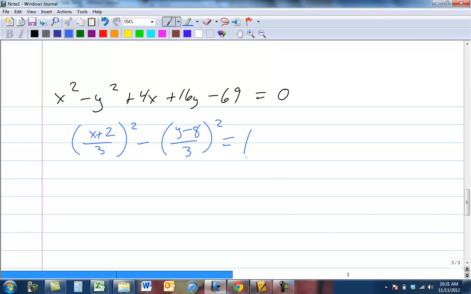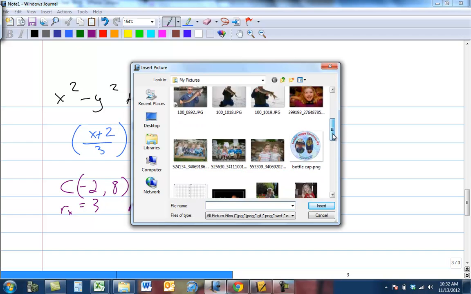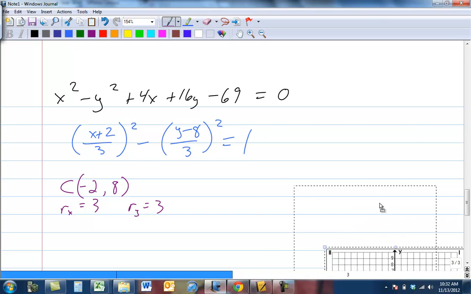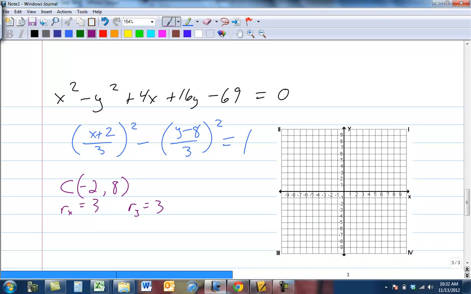All right, so the center is at negative 2, 8. R sub x is 3, and r sub y is 3. Now, when I graph this time, I'm going to use a graph. While I'm finding my graph, you guys can start drawing yours or whatever you need to do. But here's what's up. So we got negative 2, 8. I go 3 up, 3 in all directions, it turns out.